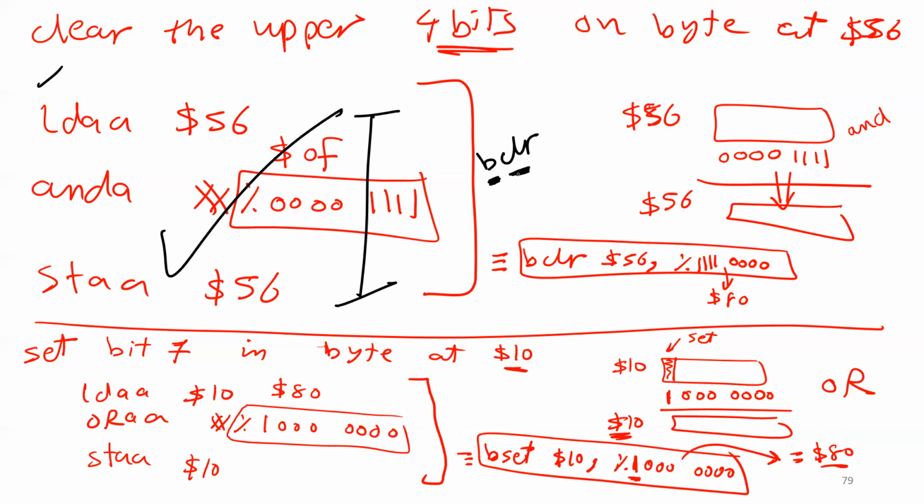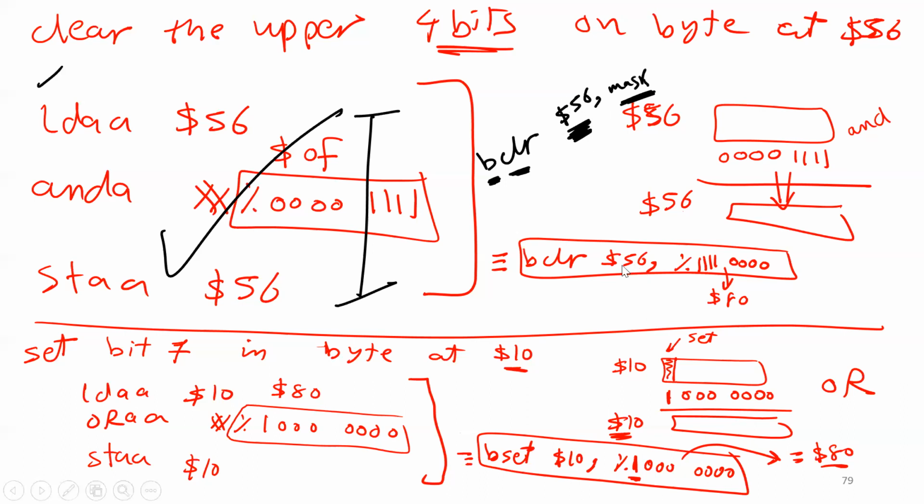It's called BIC, for bit clear. Then you have to put the memory location, for example, 56, and then a mask. So I have to give two things. This instruction does not work on registers. It only works on memory locations. So number one, you have to put the address.